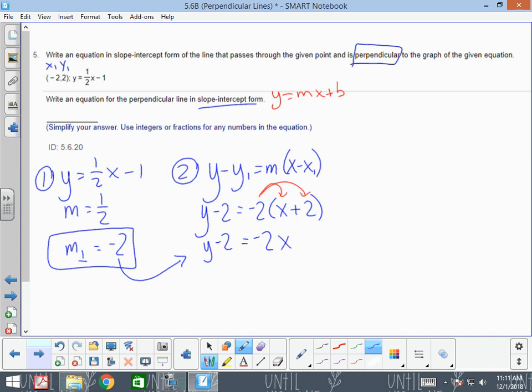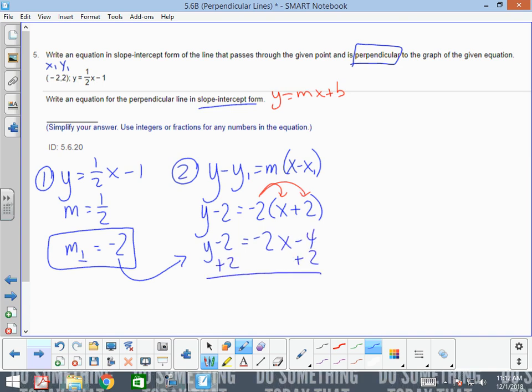So -2x minus 4, add 2. So the slope-intercept form of the equation that's perpendicular to the given line and goes through (-2, 2) is y equals -2x minus 2. All right, so far so good.